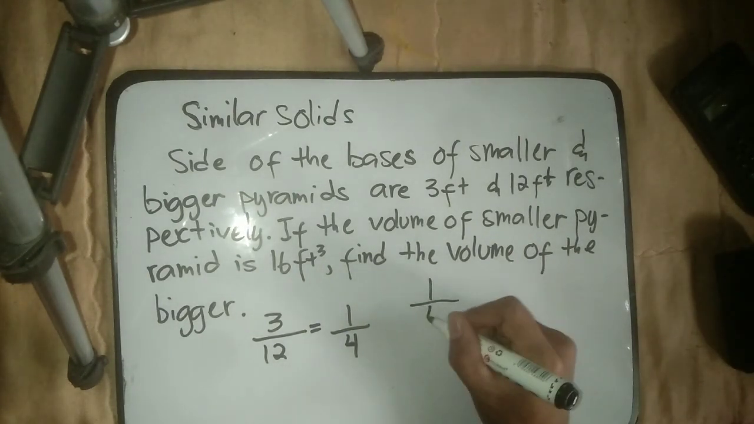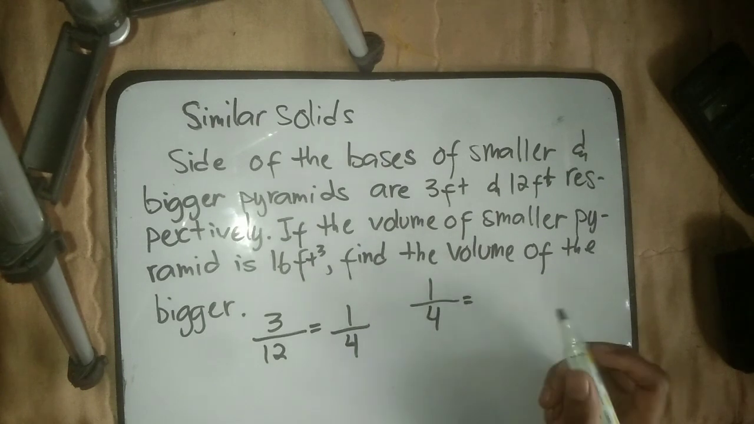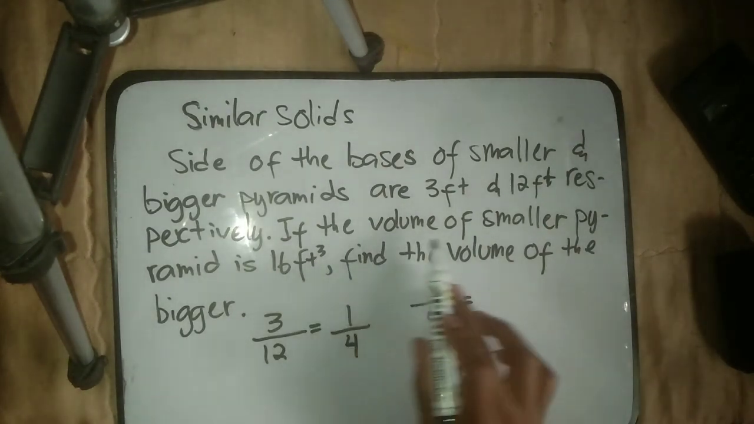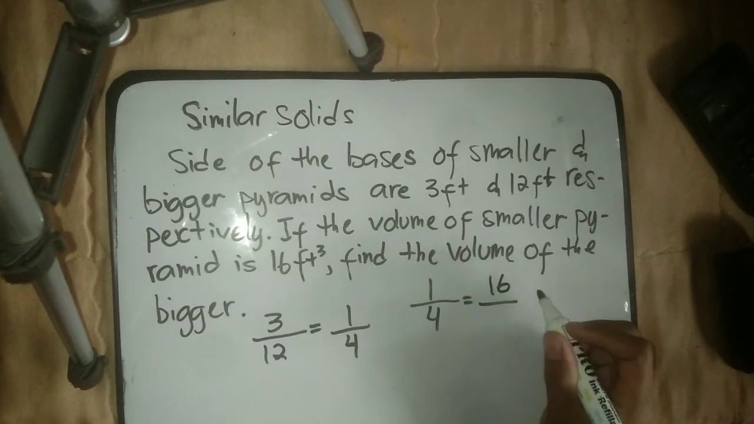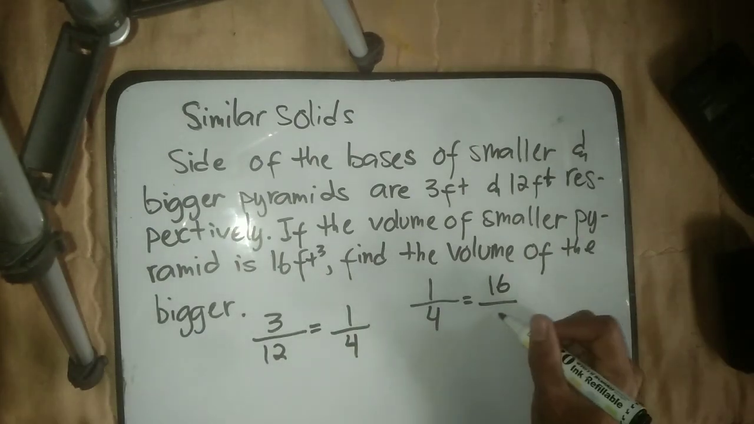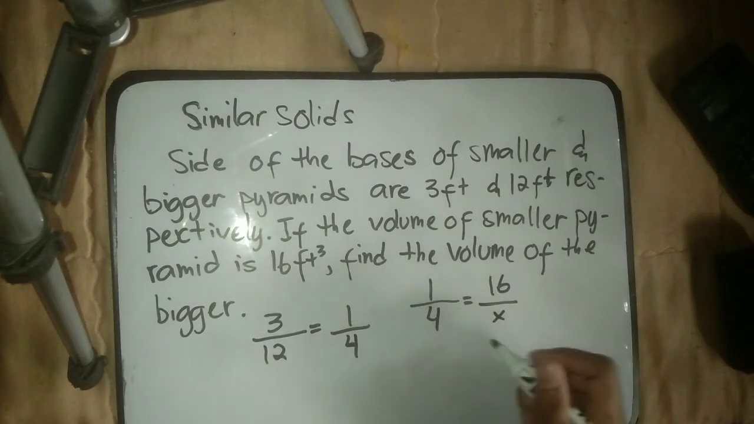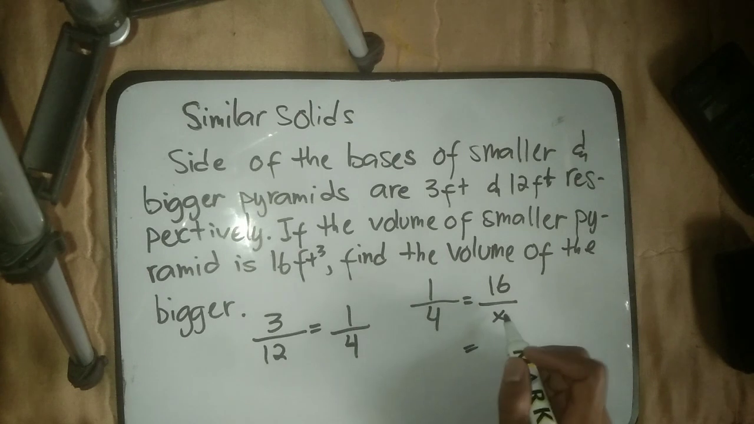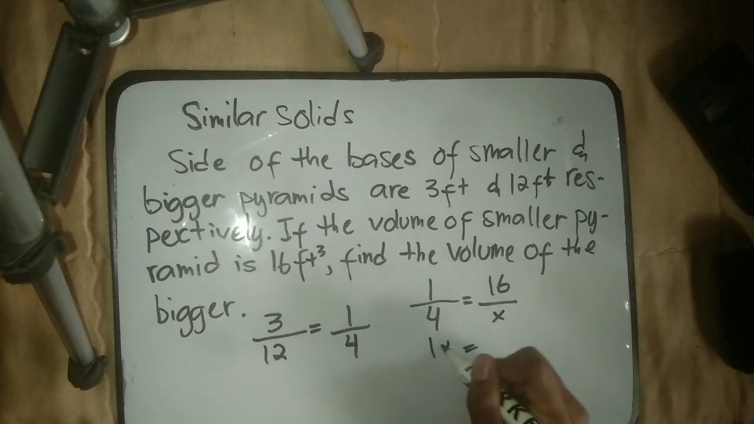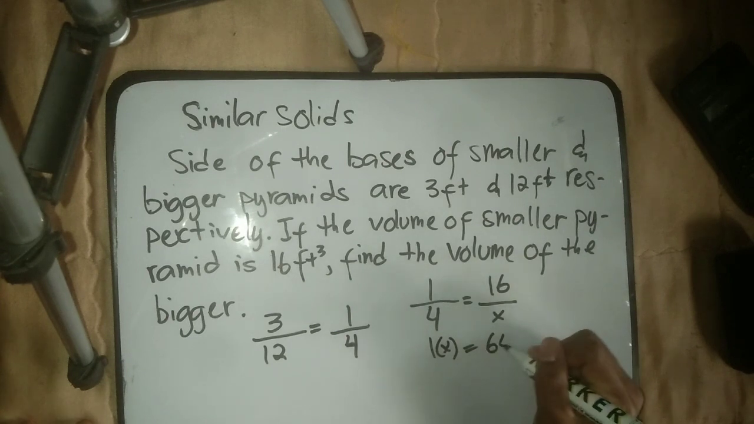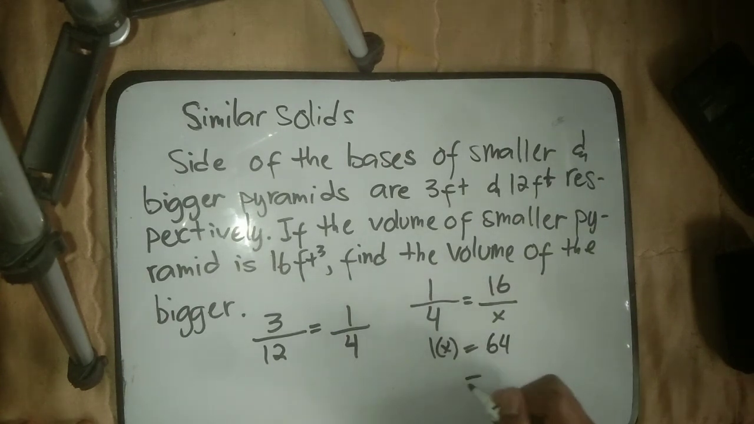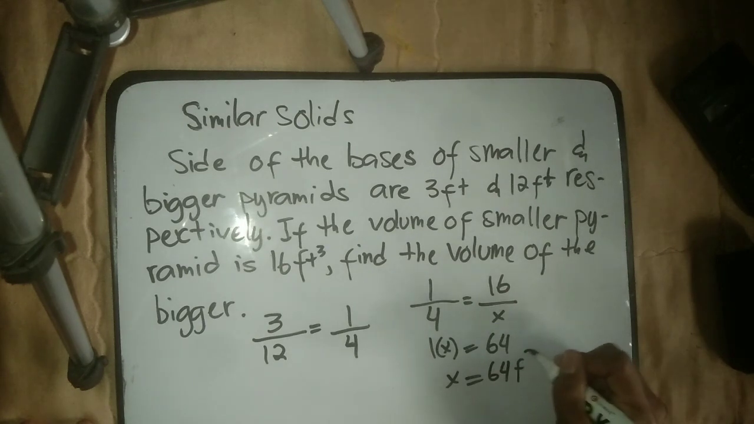So 1/4, 1:4, is equal to, if the volume of the smaller pyramid is 16, so let's say 16 over the missing, the volume of the bigger one, so the missing, let's say x. So if we cross multiply, 1x times 4 times 16 is 64. So our x is equal to 64 feet cube.